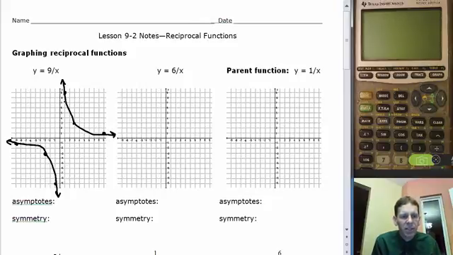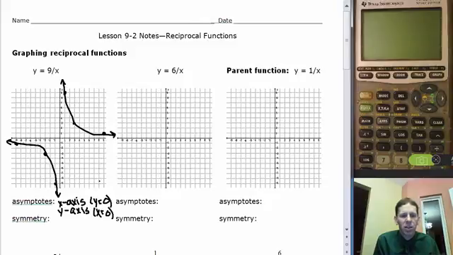This graph has two asymptotes. Both the x-axis and the y-axis are asymptotes. So you could say x-axis and y-axis. Remember, the equation for the x-axis is y equals 0, and the equation for the y-axis, excuse me, is x equals 0.